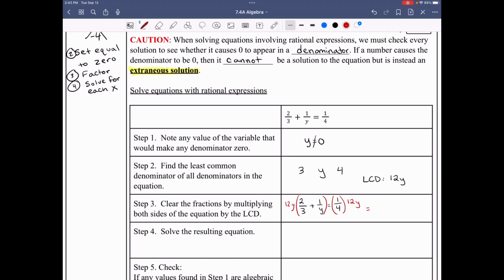When we do that, 12 times 2 is 24, and 24 divided by 3 is 8. So the first one is 8y. Then we multiply the next one. 12y times 1 is 12y, divided by y is just 12. If you need me to pause the video to explain this or to show you exactly what's happening, let me know. So 12y times 1 is 12y, divided by 4 is 3y. We need our equals in between. So that's how we clear the fractions, by multiplying by the LCD.